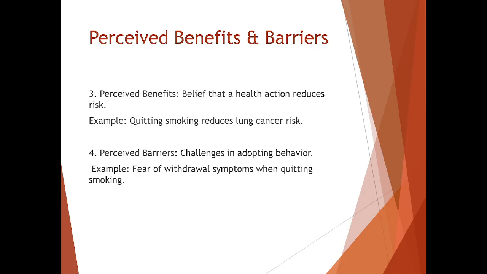The third one says perceived benefit. Now, if you believe that the action you take will help reduce the risk of contracting that disease, then you will follow the rules and the guidelines. For instance, somebody will believe that if they quit smoking, they would not have lung cancer. It can reduce their chances of getting lung cancer. They would stop smoking altogether.